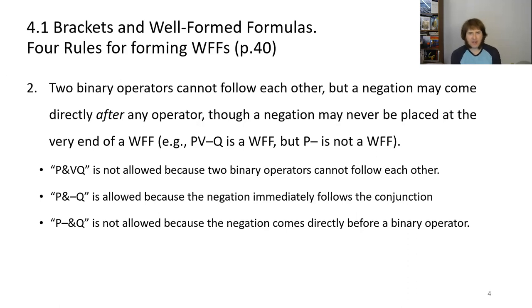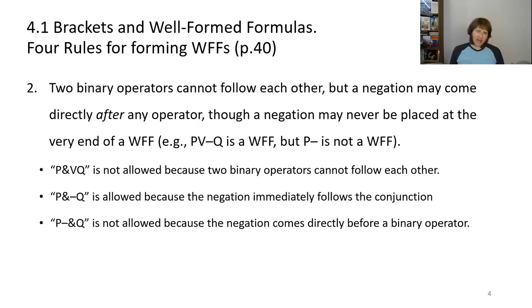A couple other examples, right? P and not Q, that is allowed. The negation immediately follows the conjunction. Just like with the first example, P or not Q, P and not Q also works. What it's telling us is that P is true and not Q is true. Just sticking with the previous example, P, Carl is making a video, and not Q, it's not cloudy out.